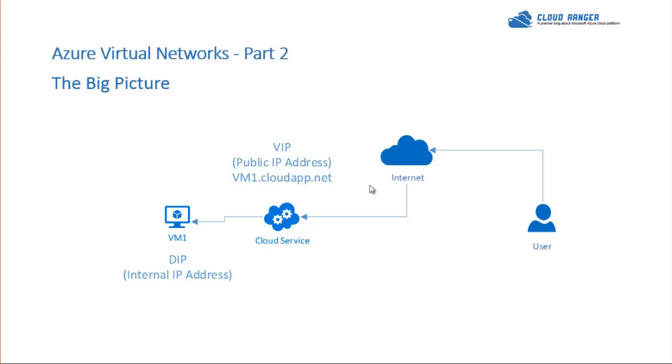from Azure. So when we were trying to RDP to VM1, we were actually RDPing to vm1.cloudapp.net. And it had that public IP address that was also associated with this cloud service.